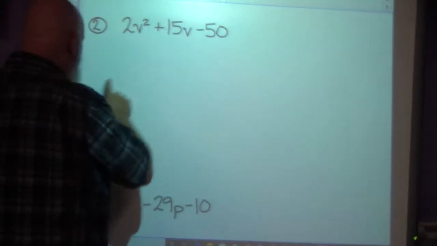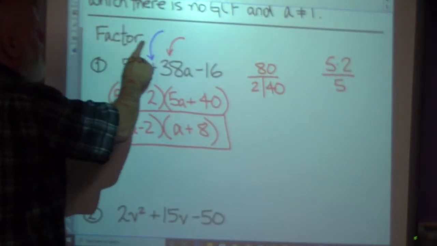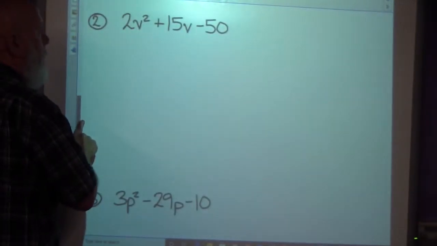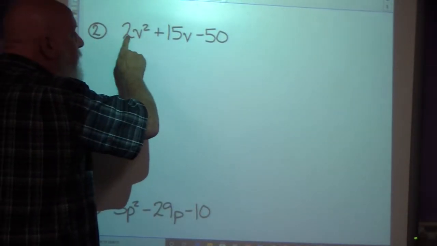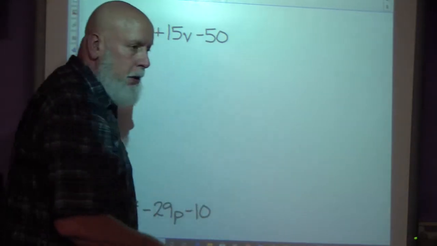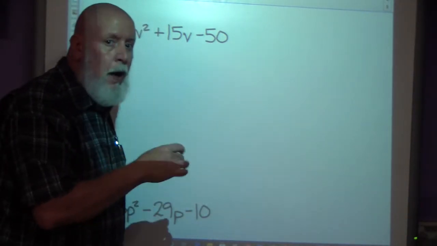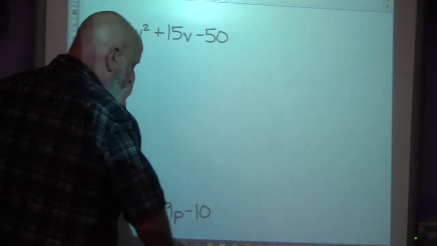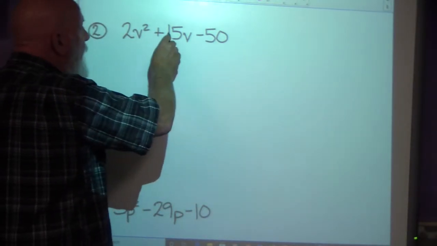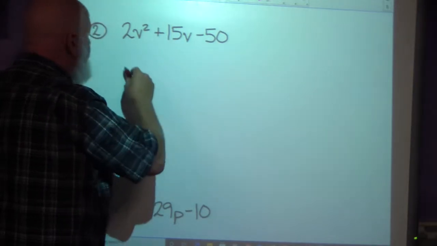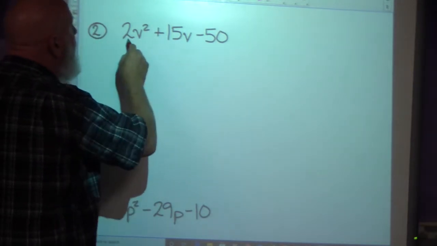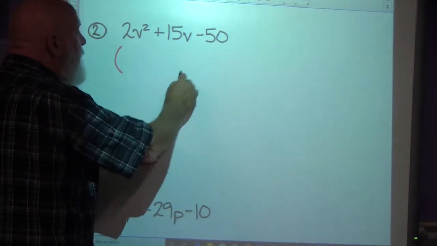Now look at this one. I'm asked to factor completely. That's what my instructions say, factor. I look up here and I say, okay, that's a 2. The first thing I do is see, will both of these divide by 2? This one will, but this one won't. And they have to both divide by 2 evenly, or I can't factor out a 2. I can't factor out 2 and have that be a whole number, or an integer. So I'm going to use the T method.